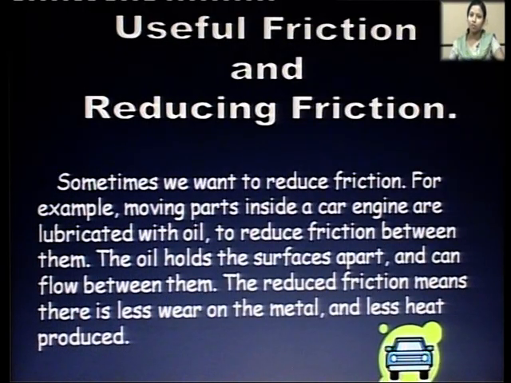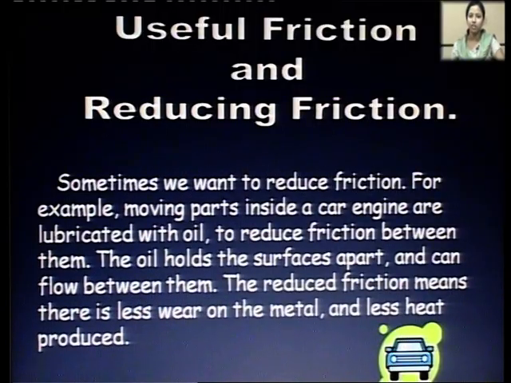Next example is, sometimes we want to reduce friction. For example, moving parts inside the car engine are lubricated with oil to reduce friction between them. So we lubricate the different parts of the car engine with oil. The oil holds the surfaces apart and can flow between them, so there is less friction between the two surfaces because of oil. So reduced friction means there is less wear on the metal and less heat is produced.